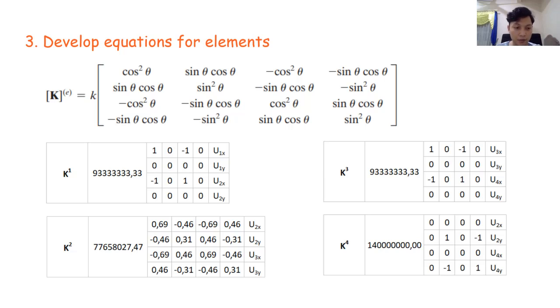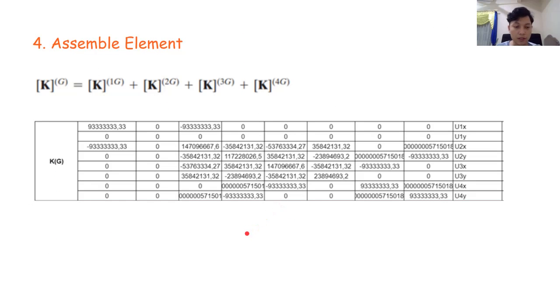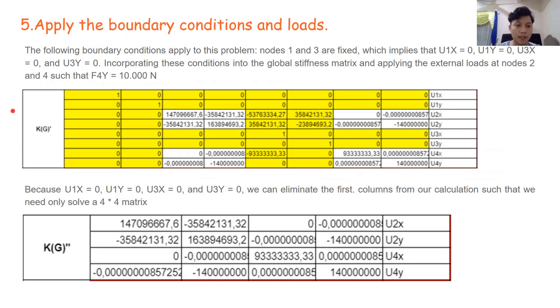After that, we have to develop it again into the global system with a larger 8 by 8 matrix, like this. So the total global system of K values is given as shown. And then we apply the boundary conditions, if there are any. From the figure, we know that node 1 and node 3 are connected with fixed joints, which implies the deflection at those nodes is 0.